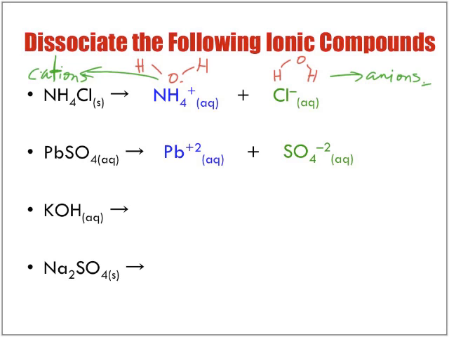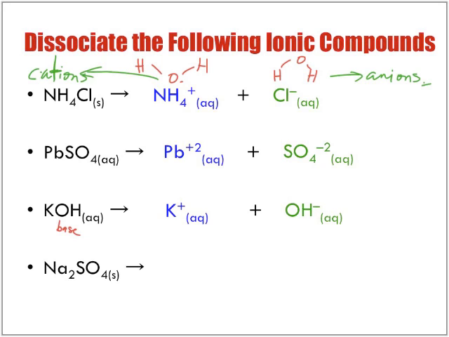KOH. K+, and the hydroxide is OH-. Now, what kind of compound is KOH? A base. So not only is it dissociation here, but this is also the ionization of a base. And we'll look more at that later on.